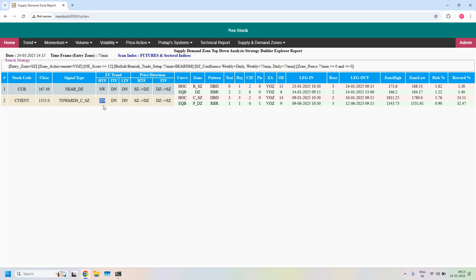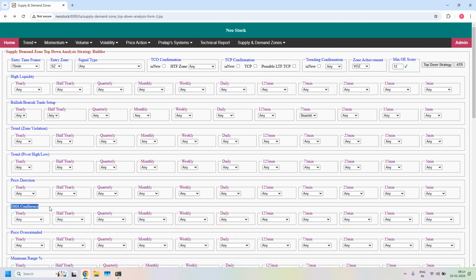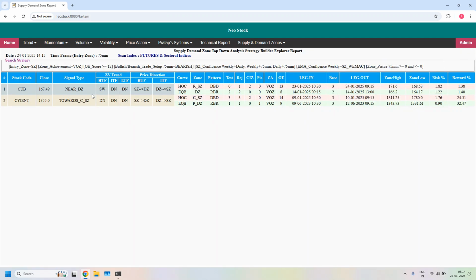If this is having weekly EMA confluence, it is even more high probability trade setup. Let us verify in the EMA confluence, weekly time frame, weekly supply zone having weekly EMA confluence filter is enabled. Both stocks are filtered, but you can't ignore it because trend is sideways. Sideways EMA confluence does not add any advantage. But this one is downtrend. So this one is even more high probability trade setup supported stock.